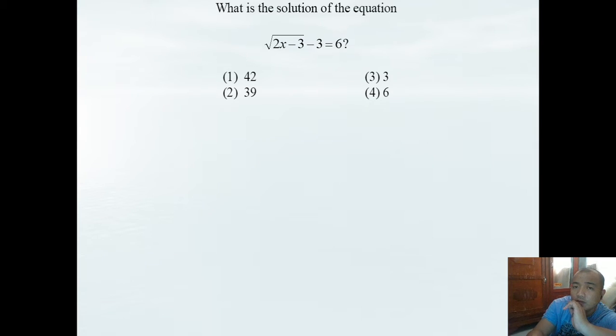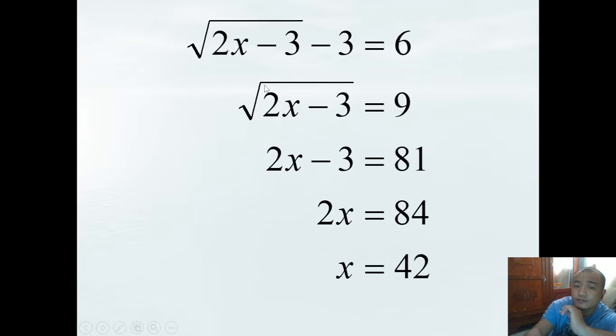Next, what is the solution of the equation square root of 2x minus 3, minus 3 equals 6? First transpose negative 3 to the right side. So 6 plus 3 is 9. Square both sides. So 81 plus 3, 84, divided by 2. The answer is 42. Right? Transpose the 9 first. Square both sides. 2x minus 3 equals 81. 81 plus 3 is 84. Divide both sides by 2, 42.